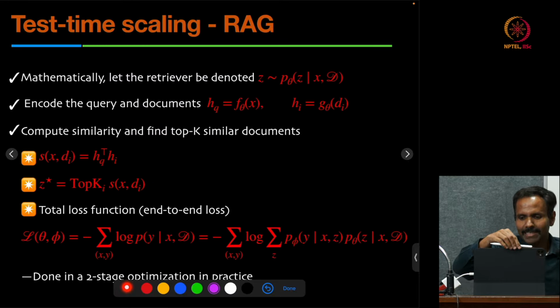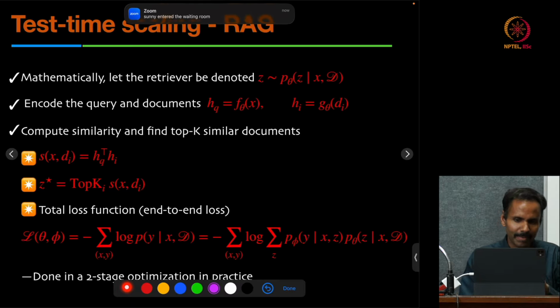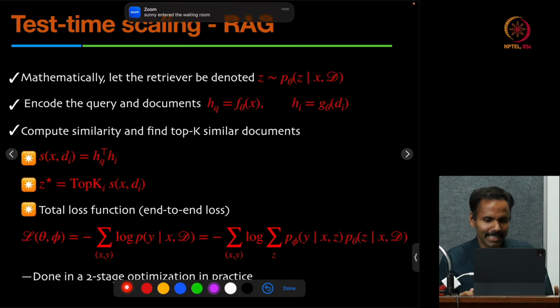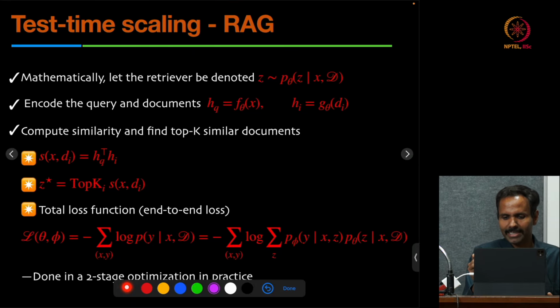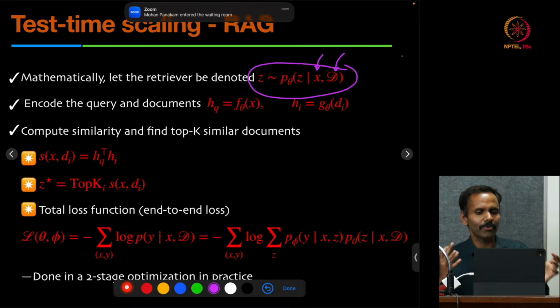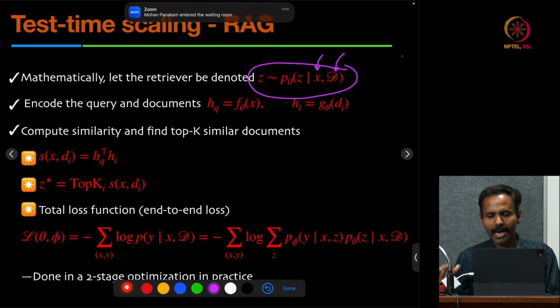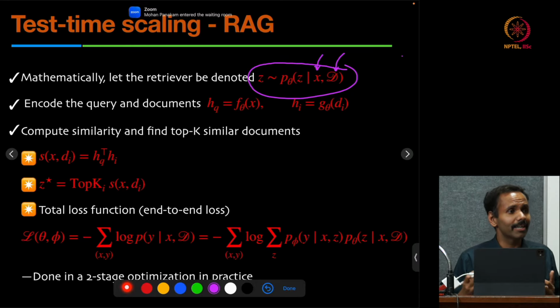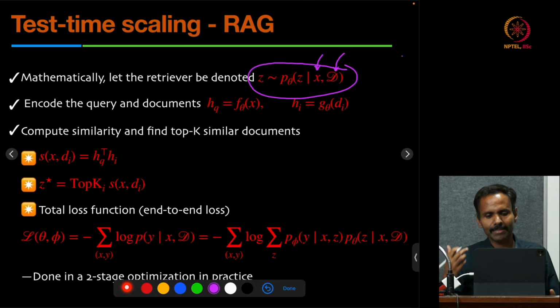So let us put a very simple mathematical notion. Many implementations are going to be much more complex than this, but to just drive this philosophy in, assume that the retriever is a sampler from some sort of probability distribution. You have given to this retriever the input data X and a set of documents D, right? So this is your data set, this is your prompt. Now you have some model that has to learn how to retrieve, right? That is parameterized by this theta.